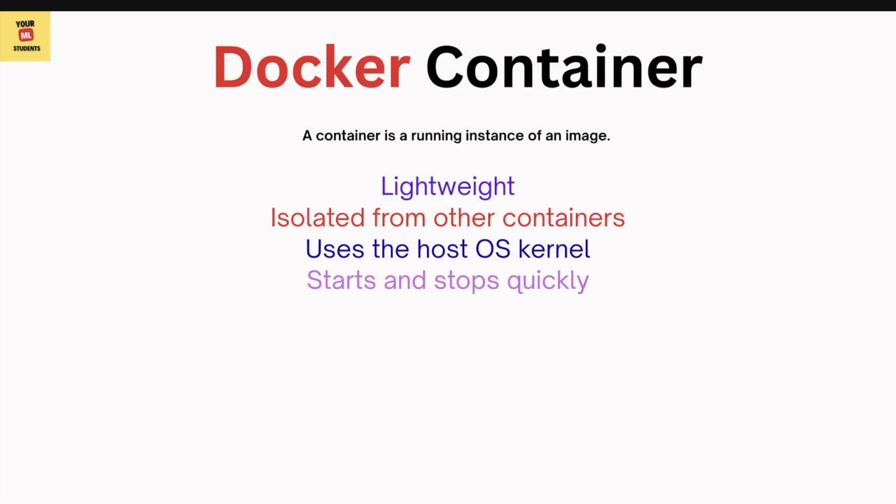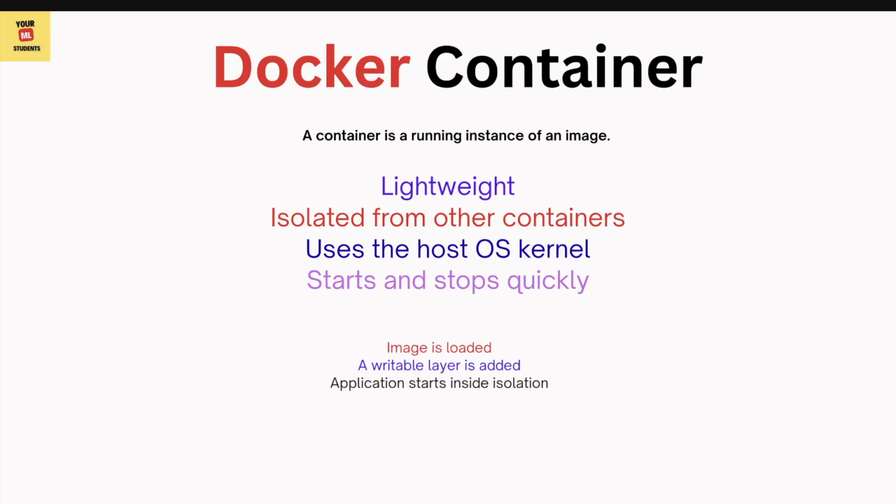What does that mean, host OS kernel? Whatever system you are going to host your application on. Let's say I have built my machine learning code on my MacBook. Now tomorrow I use the same Docker image inside my Windows system. So this is my host, my Windows system OS is the host. That is why it says it uses the host kernel. And it starts and stops so quickly.